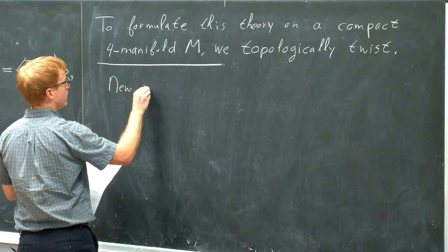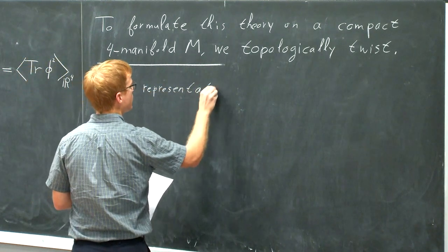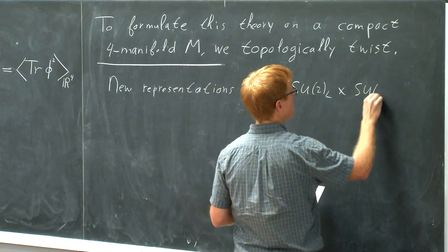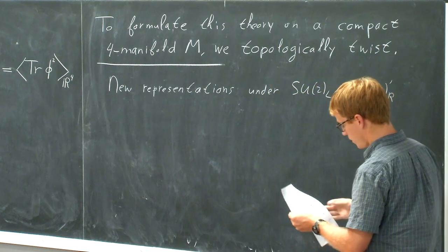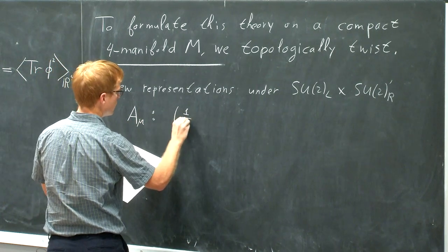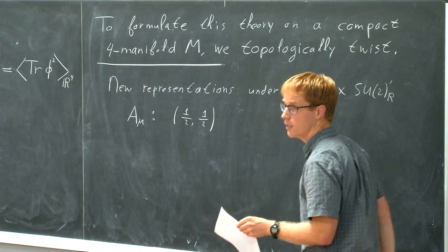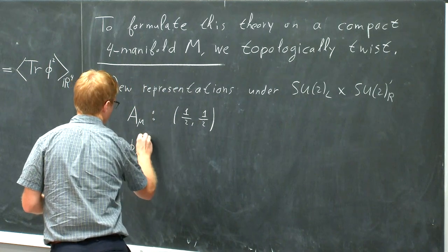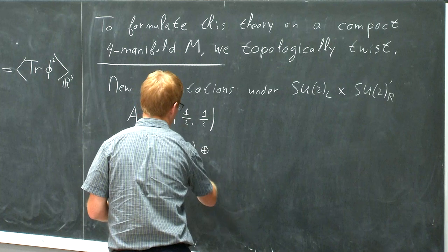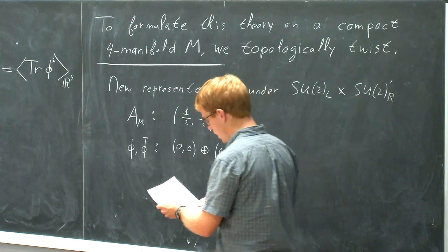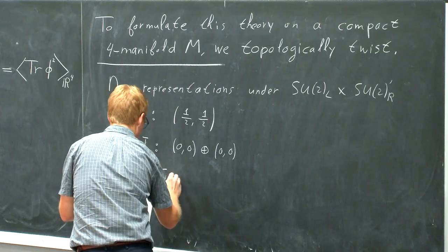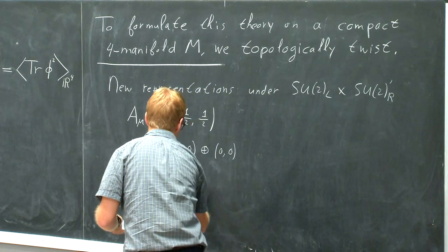Okay. So the new representations we get for the fields, under SU2 L times SU2 R prime, are as follows. A, the gauge potential A mu, remains a vector, so it still transforms with the four-dimensional representation. Phi and phi bar remain scalars, so they still transform with the one-dimensional representation, quantum numbers zero. And then lambda, psi, lambda bar, psi bar, they do change and they transform now as follows.